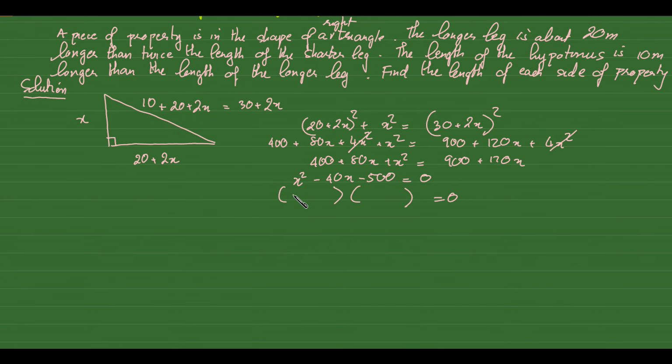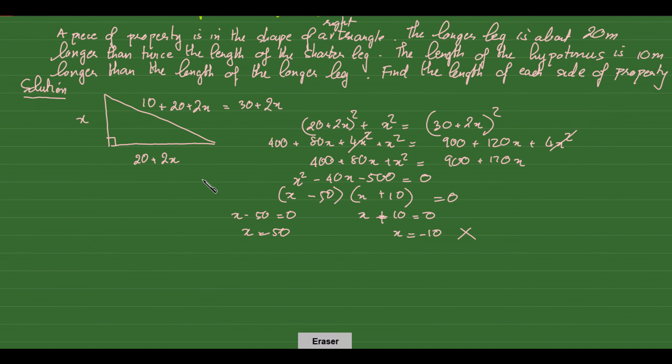Alright, we're going to use the trial and error method. We need factors of 500 that give 40 when subtracted, which will be 50 and 10, very easy. Then from here we can split it up by the zero product property: x minus 50 equals 0 and x plus 10 equals 0. So x could be 50 or x equals negative 10. x cannot be negative, so that one is not good.